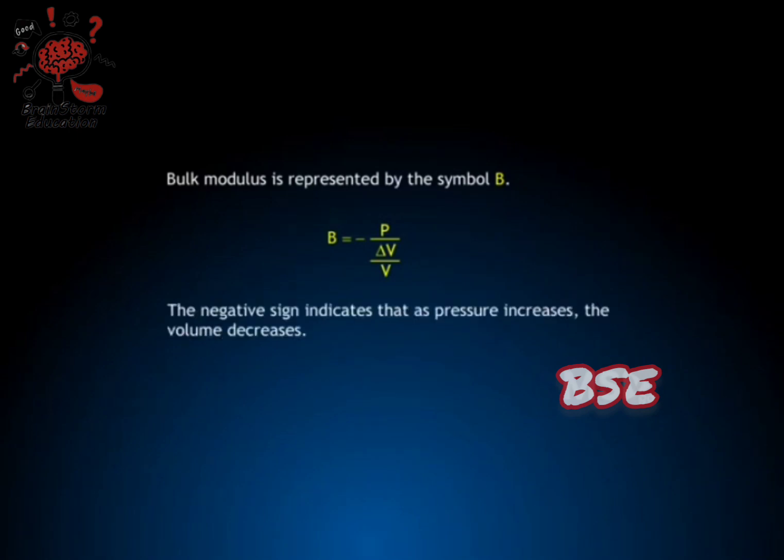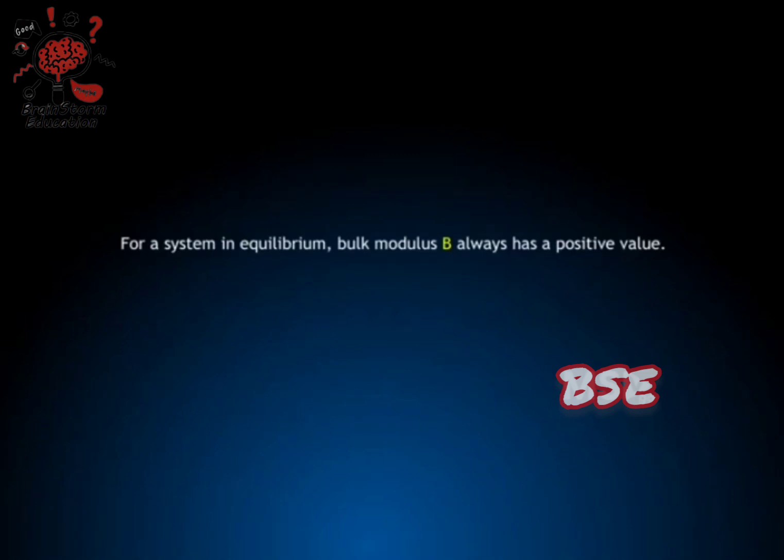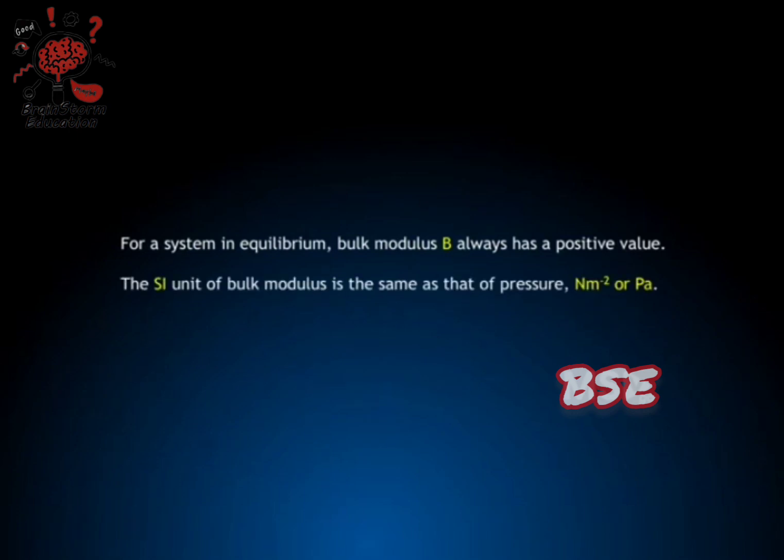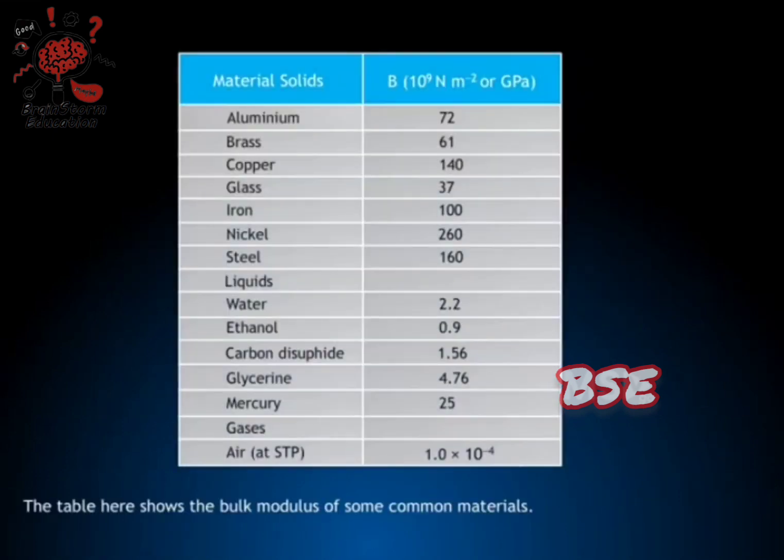The negative sign indicates that as pressure increases, the volume decreases. Thus, when P is positive, delta V has a negative value. For a system in equilibrium, bulk modulus B always has a positive value. The SI unit of bulk modulus is the same as that of pressure, N per meter square or Pascal. The table here shows the bulk modulus of some common materials.